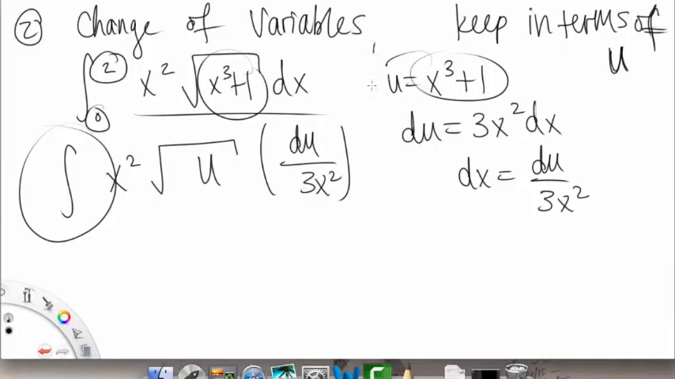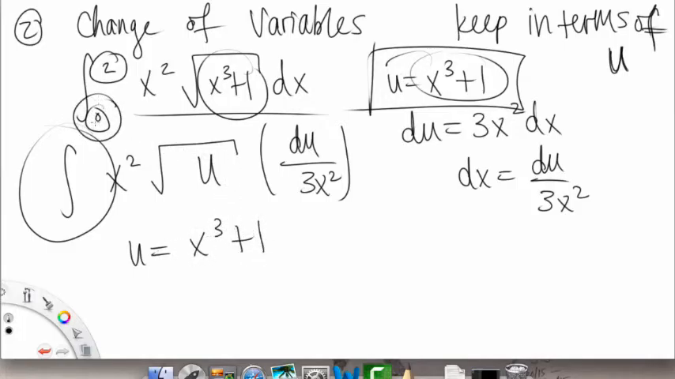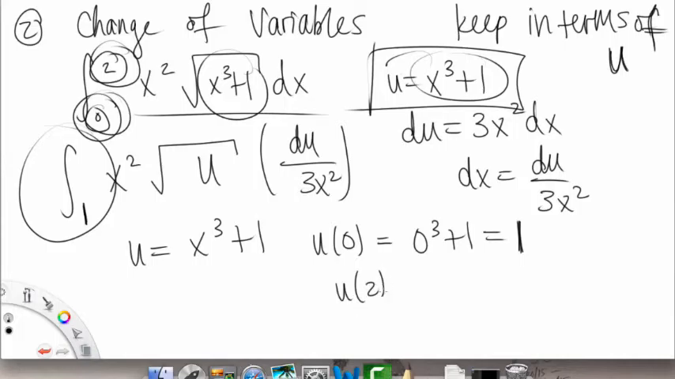So how do we do that? We're going to make use of the equation we chose for u, so u is equal to x to the third plus 1. We take the bottom limit and the top limit and figure out how they're written in terms of u. For the bottom limit, u of 0 is equal to 0 to the third plus 1, so that's equal to 1. For the top limit, we plug in a 2 into our u formula: 2 to the third plus 1 is 8 plus 1, which is a 9. That's our new upper limit.